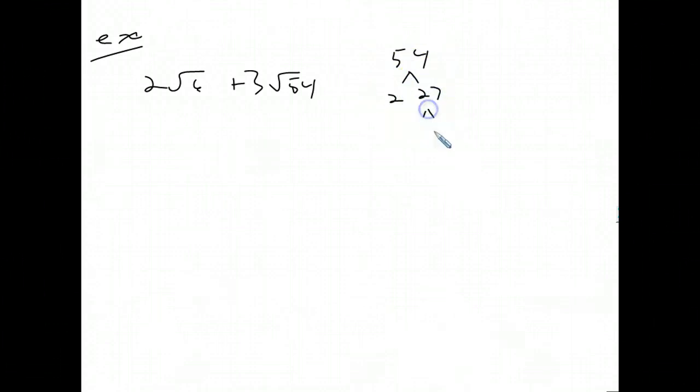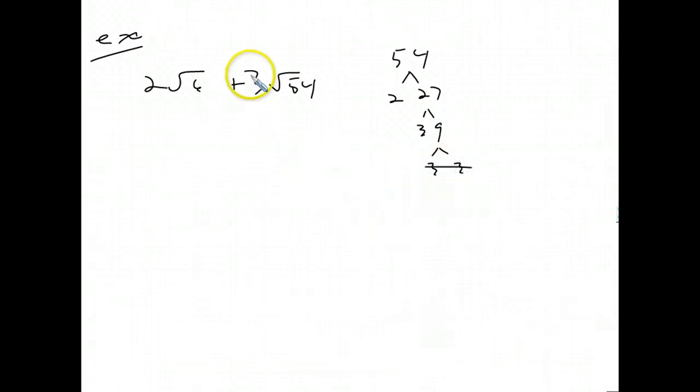For another example, I have 2 square root 6 plus 3 square root 54. I have a square root 6 and I have a square root 54. They're not the same now, but can I make them the same? So try to simplify your 54. This will go to 2 and 27. 27 will go to 3 and 9. 9 will go to 3 and 3. So I have a pair of 3's that I can pull out.